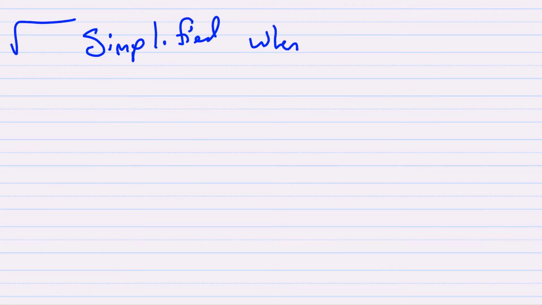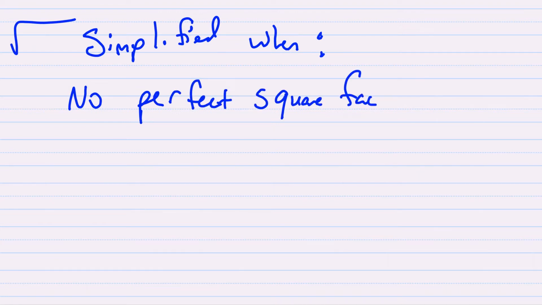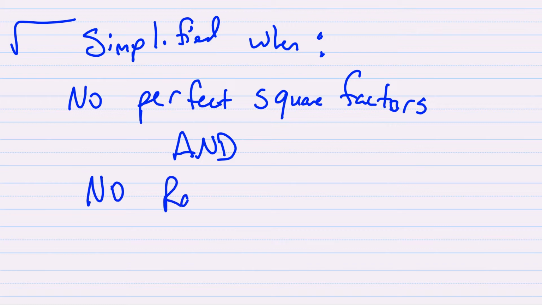Now, just to clarify what we went over yesterday, the big idea is that a radical is simplified when there are no perfect square factors, so you can't divide a number inside the radical by a perfect number, and you're never allowed to leave a radical in the bottom.